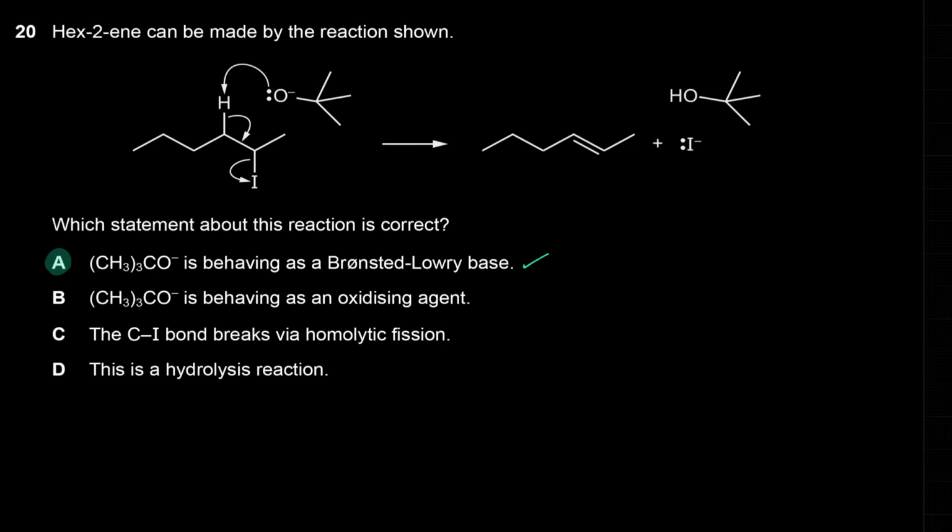Again, by definition, a Bronsted-Lowry base is a species that accepts a proton. So ultimately you had this O minus, and when this combines with H plus, you end up producing this, because the electrons from this bond are going back into the structure. So this is actually accepting a proton, hence it's a Bronsted-Lowry base. By definition, a Bronsted-Lowry base is a proton acceptor.